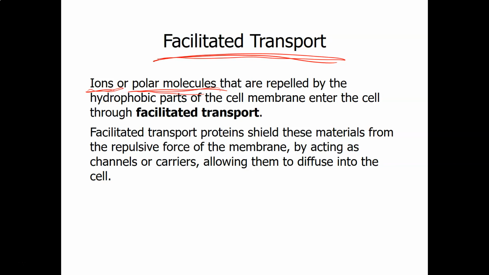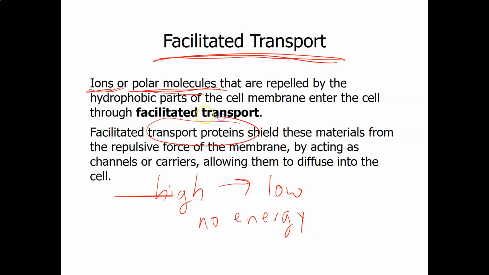And so what happens is the ions or polar molecules still move from high to low, down their concentration gradient, and there is still no energy involved. This is still a passive process. The only difference is that the molecules or ions have to move through a transport protein.